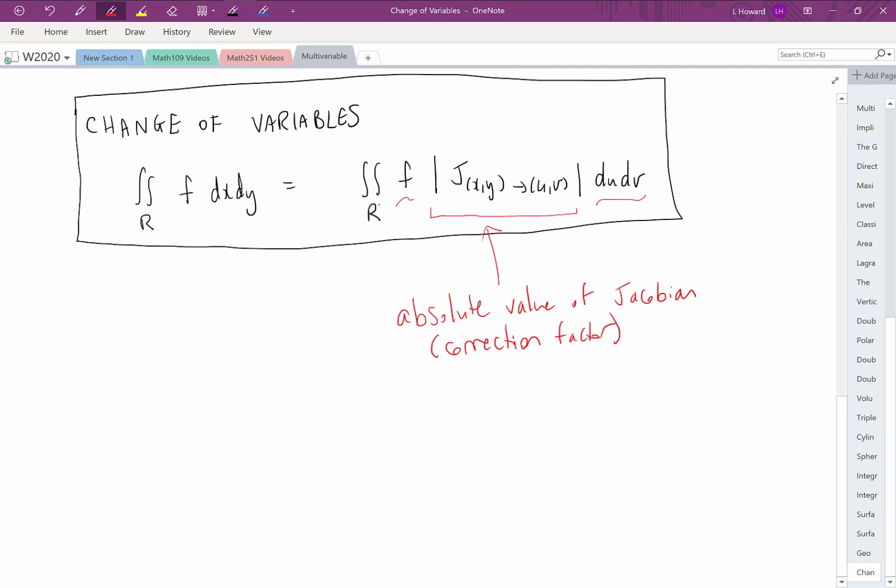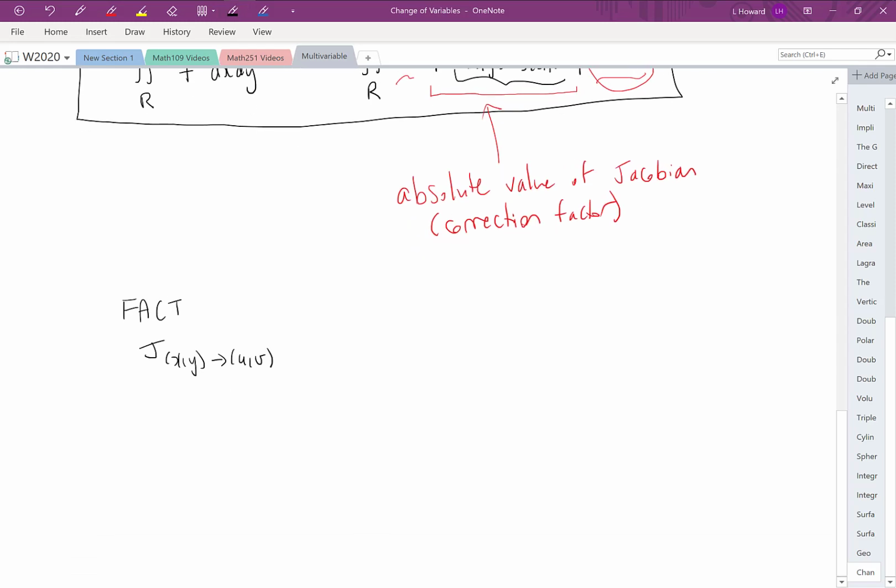So we're doing the double integral over the same region R, integrating the same function, changing the variables, and as we change these variables here, space gets distorted, and the absolute value of the Jacobian gives us a correction factor for exactly how space gets distorted. Here's another fact to help us with our change of variables. Sometimes this Jacobian that we're looking for, Jacobian from xy to uv, is a little tricky to calculate directly.